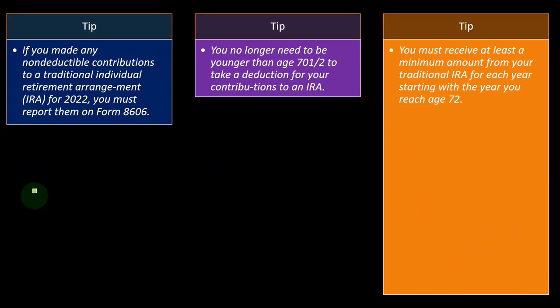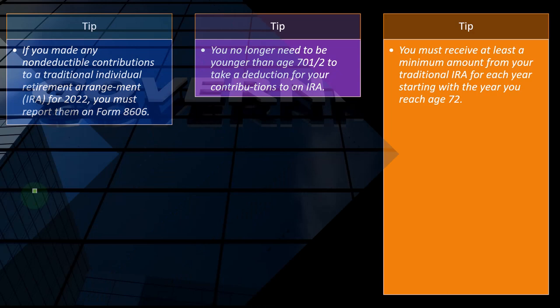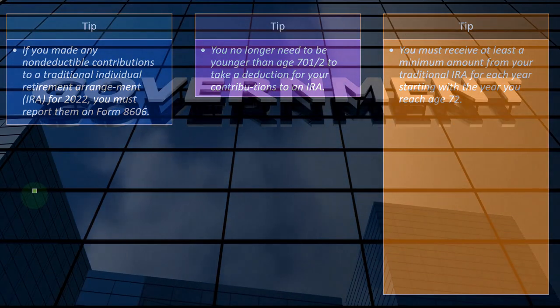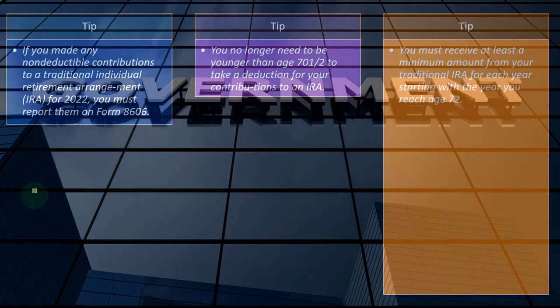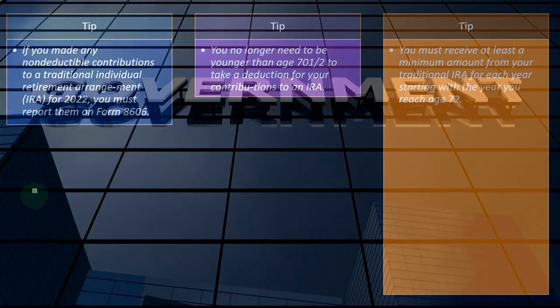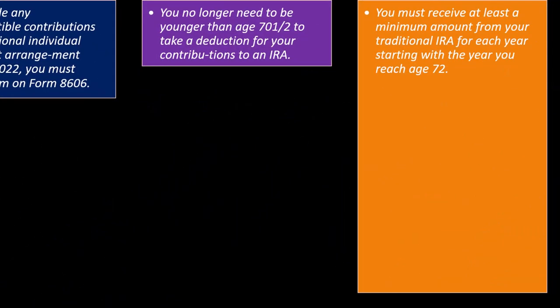Tip, you must receive at least a minimum amount from your traditional IRA for each year starting with the year you reach age 72. So the general idea with the IRA is you're putting money into the IRA, and then the government is deferring the tax that you're going to be charged on the IRA until you pull the money out. And that means that the government wants you to pull the money out before you die. Otherwise, they're not going to get their piece of the income unless they can take it from your corpse with an estate tax or death tax.